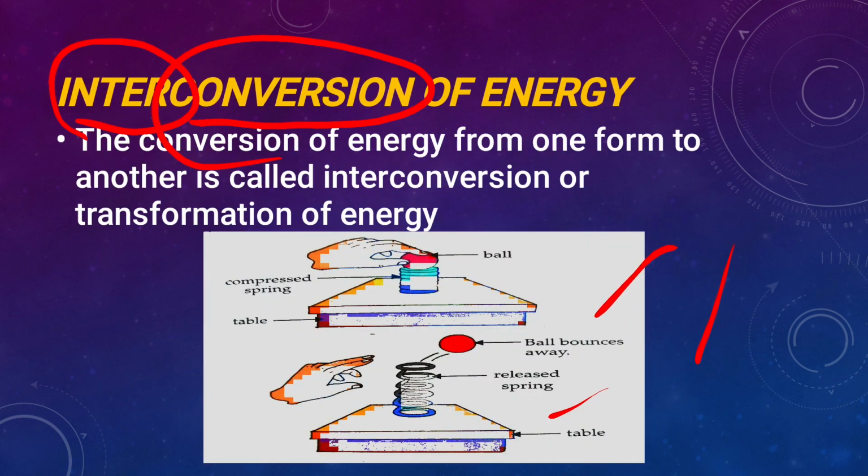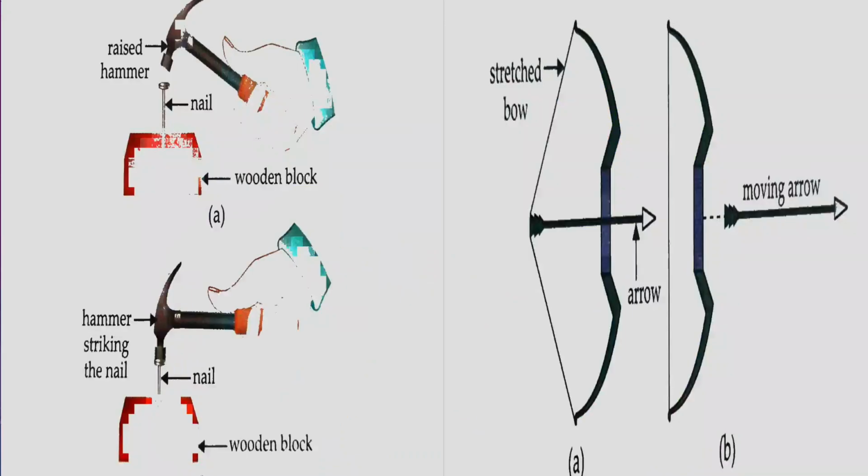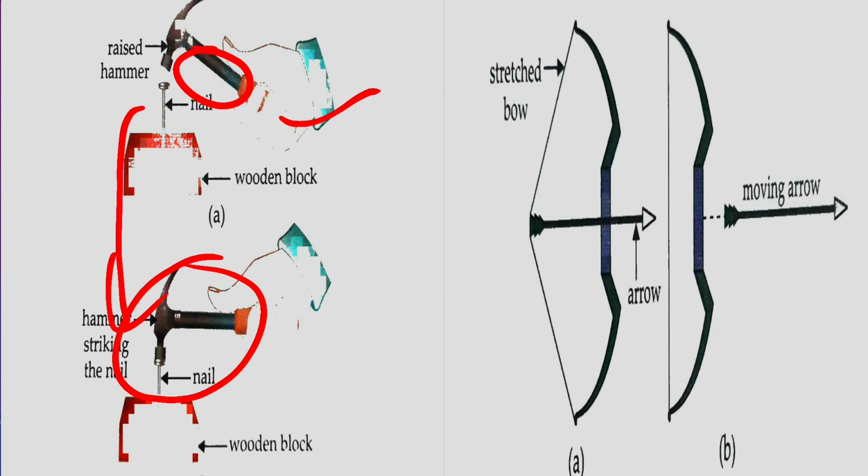So hope you have understood this. Now next, another example: when we lift up a hammer, as we are lifting up the hammer, we are increasing its height. So at that position, the hammer is having potential energy. That potential energy, when we move the hammer from height to hit the nail, converts into kinetic energy. So potential to kinetic energy.